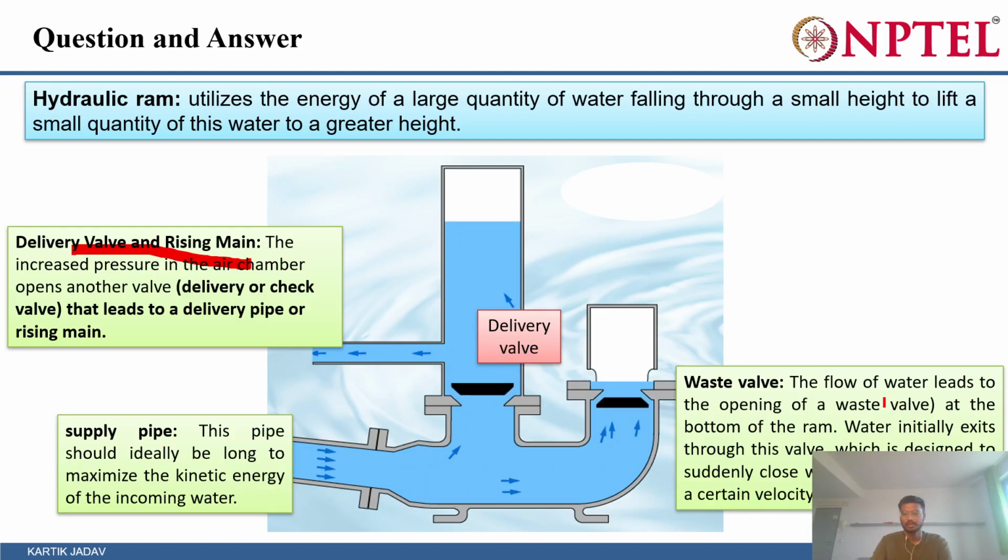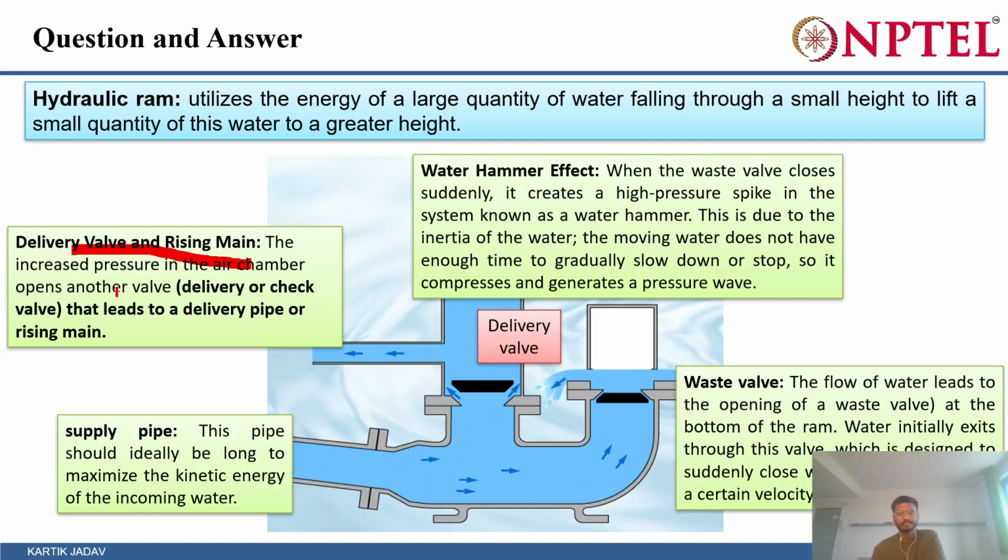Then the waste valve. The flow of water leads to opening of a waste valve at the bottom of the ram, and water initially exits through this waste valve. It is designed to suddenly close when water reaches a certain velocity. So if that critical velocity is reached by the water, this valve gets closed. Then the delivery valve gets opened, so due to the increase in velocity and pressure, it delivers the water. So it works on the water hammer effect.